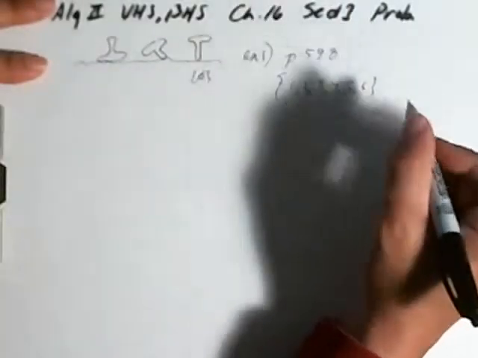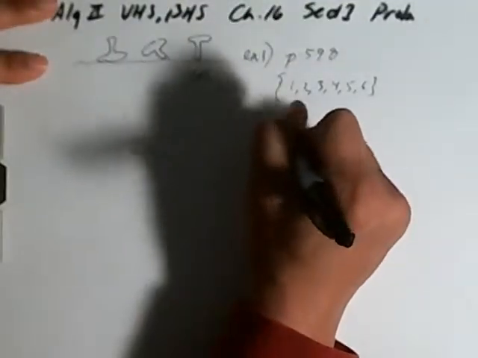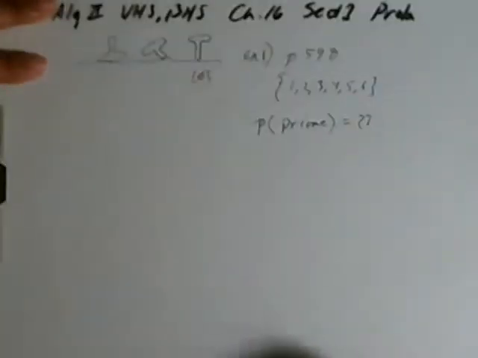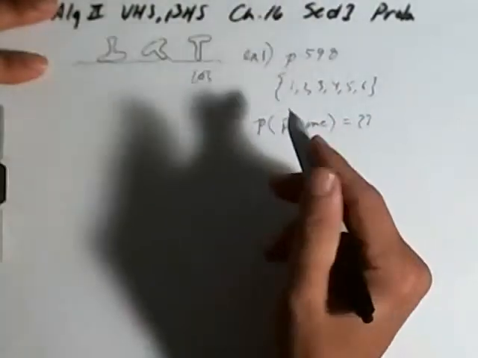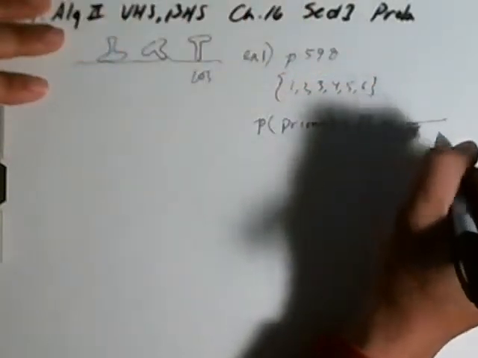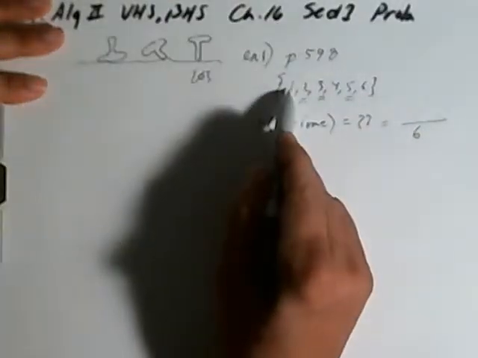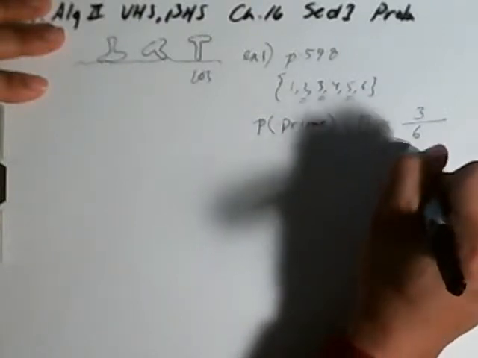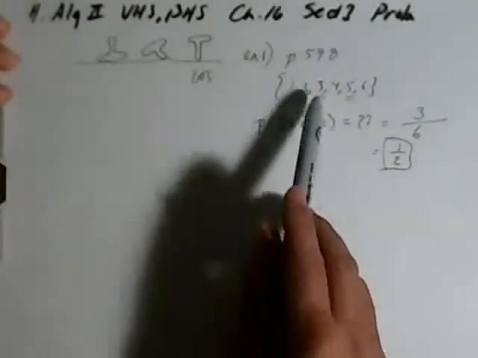Part B says, find the probability of rolling a prime number. Probability of prime equals question mark. That's what we're looking for. Well, obviously, the probability of a prime is equal to the prime outcomes over the total events possible, which is 1, 2, 3, 4, 5, 6. There are 6 events possible. The prime numbers are 2, 3, and 5. 1 is not a prime number, neither is 4 or 6. So it's going to be 3 out of 6, which is 50% or half. So it's 50% likely that you're going to roll a prime number.